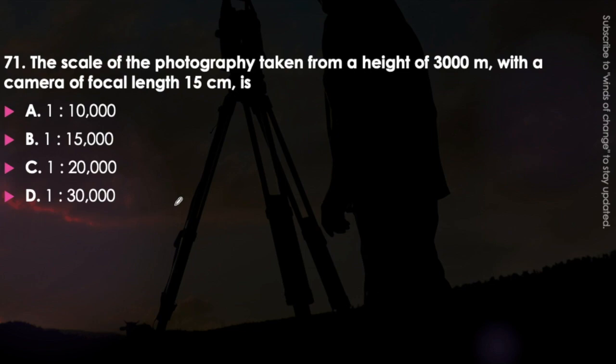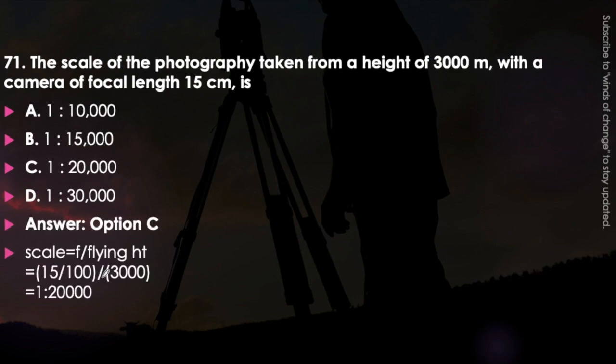The formula for scale is f upon H minus h, where f is the focal length, capital H is the flying height and small h is the average elevation. Since average elevation is not being given, it is directly being given that photography is taken from a height of 3000 meter, so we will put it in the denominator. So our scale will become f upon flying height, that is 15 upon 100 divided by 3000. It will be 1:20,000. Okay. So memorize it, it is very important. Option C will be the correct answer and this formula is very important.